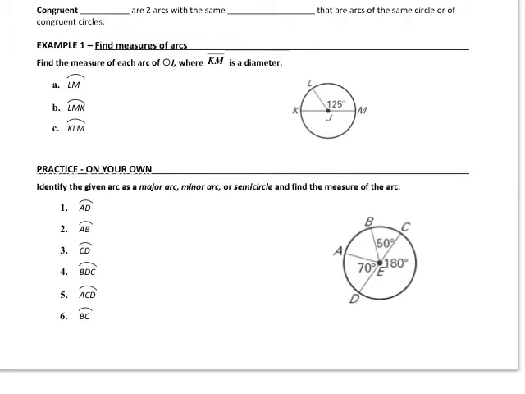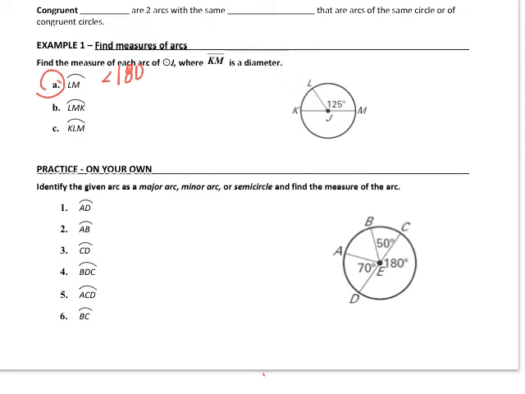In example 1, it says find measures of arcs. So remember, two capital letters, like we have in part A, is going to mean we're looking for a minor arc, and that one would have to be less than 180. As you're looking at the name, you should be thinking about what the measure could be.